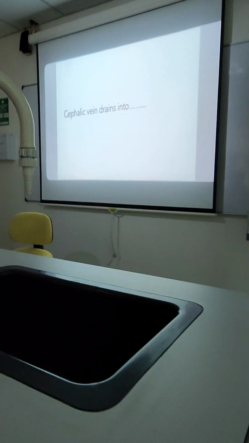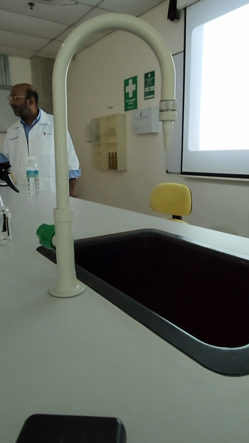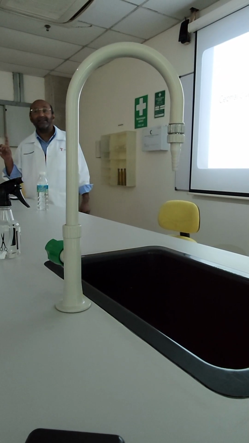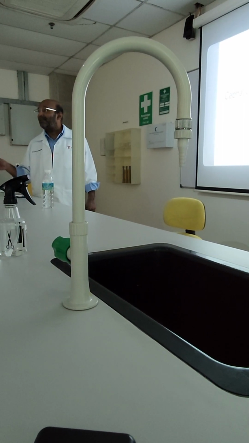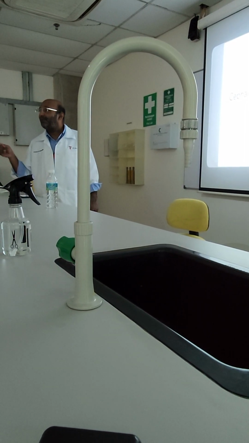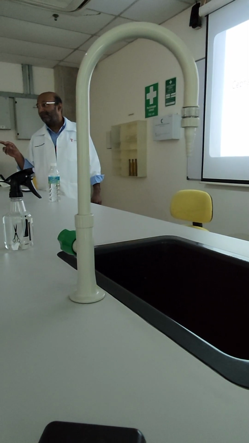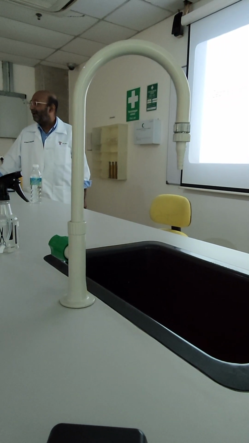See, basilic vein goes deep into the arm. It does not join with the axillary vein. It joins with venae comitantes that come along with the brachial artery and forms the axillary vein. Clear? Forms axillary, okay. Understood?